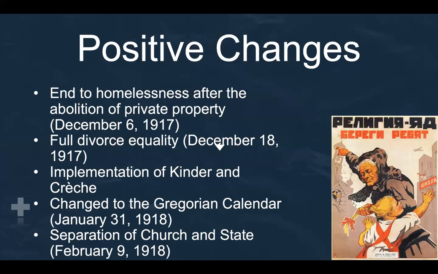Now, although this all seems quite grim, with the Cheka, the treaty, and the violence all over Russia, there were some positive changes to Russian society. The abolition of private property brought about an effective end to homelessness on December 6, 1917. Women were granted full equality to divorce their male counterpart only 12 days later. Full and universal kinder and creche were implemented, which was very popular. And the Russians changed to the Gregorian calendar in line with the rest of Europe. And lastly, they separated church from state.